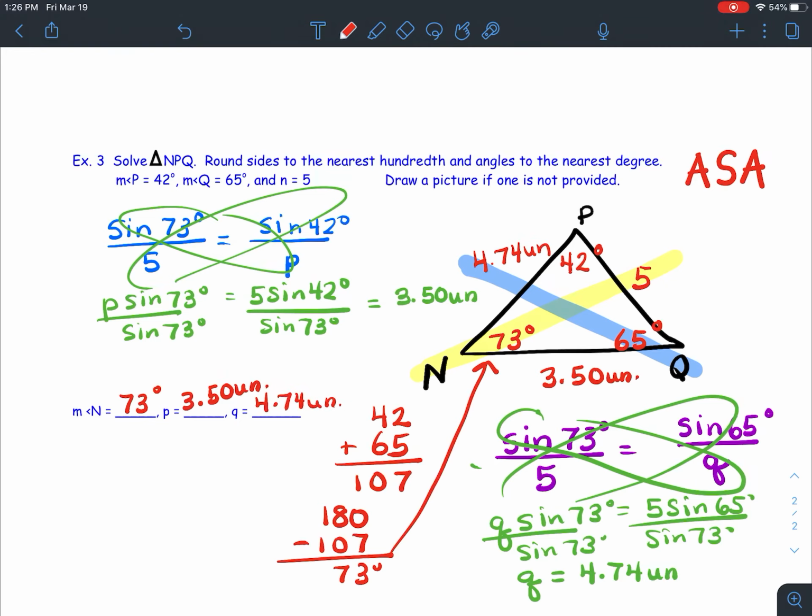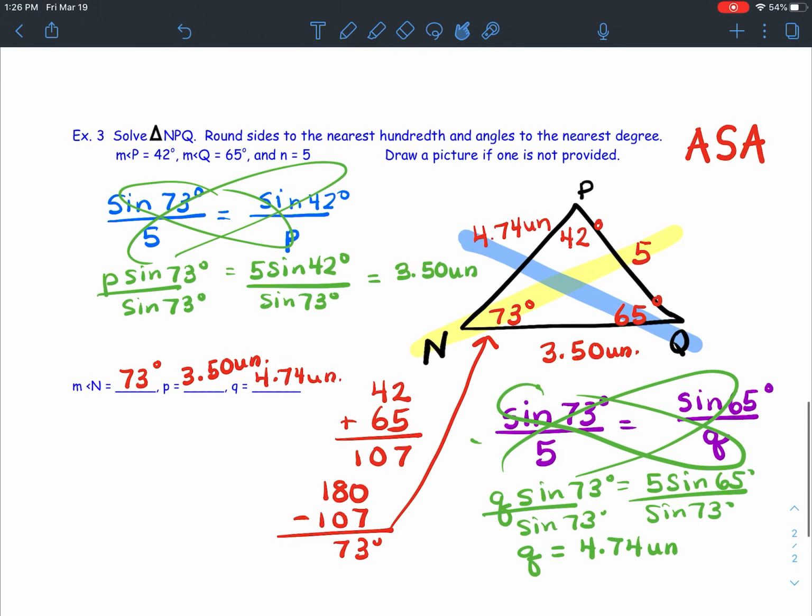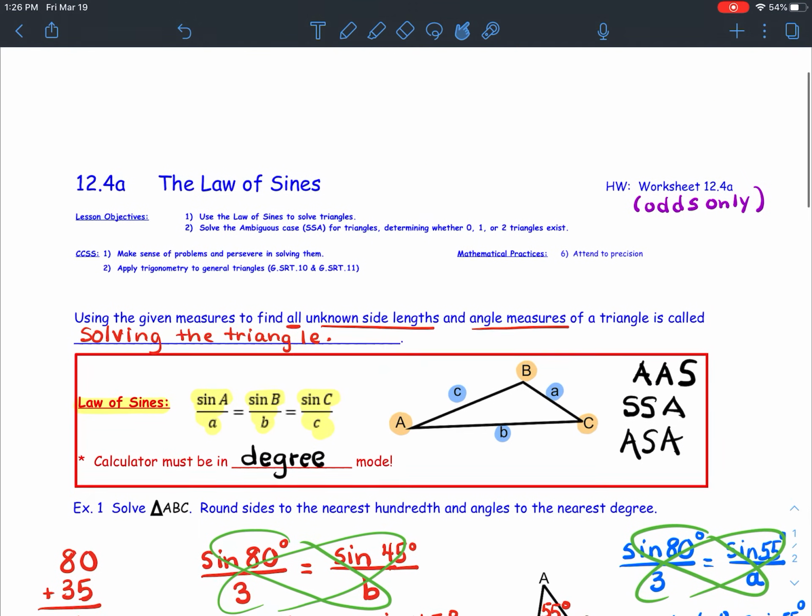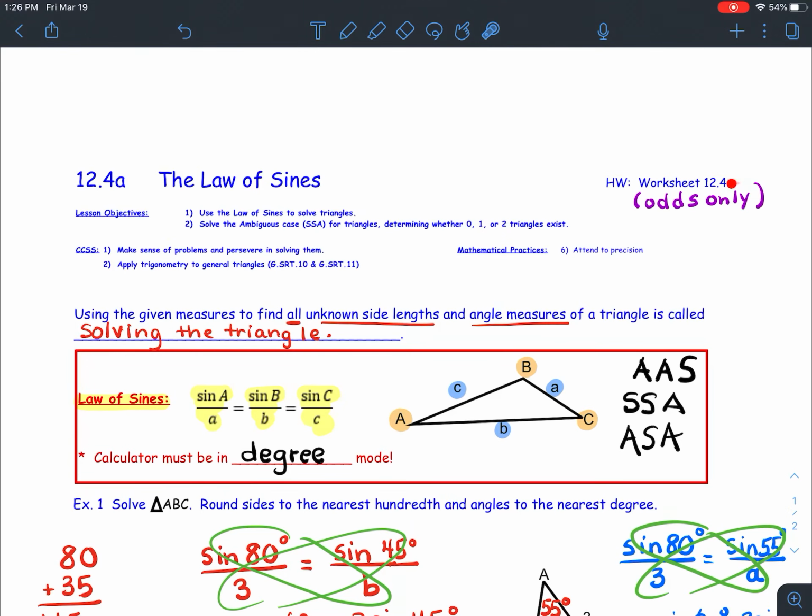Now, your worksheet tonight might actually be called worksheet 12.4 A and B. There are 6 problems on it, but I only want you to do the odd problems. So you're just going to do problems 1, 3, and 5. And we will save the evens after we talk a little bit more about another element to this law of sines. So only do the odds on that worksheet.